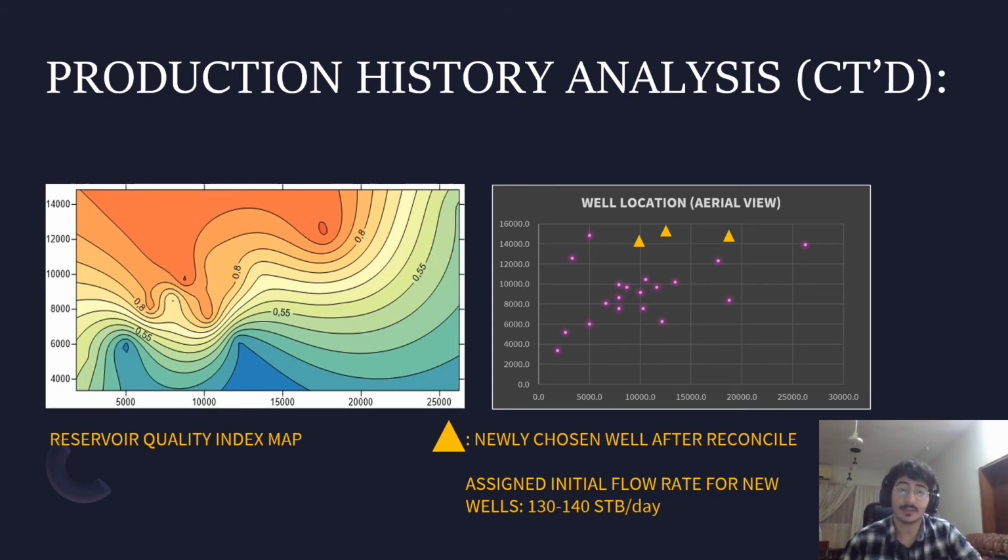Combining the reservoir quality index map and the previously made bubble maps, we have decided 3 new well locations that are shown in the right figure. Also, we decided that the initial flow rate for any of these wells should be around 130 to 140 STB per day, because at the closest well locations around these 3 well locations, the initial flow rate is in that range.